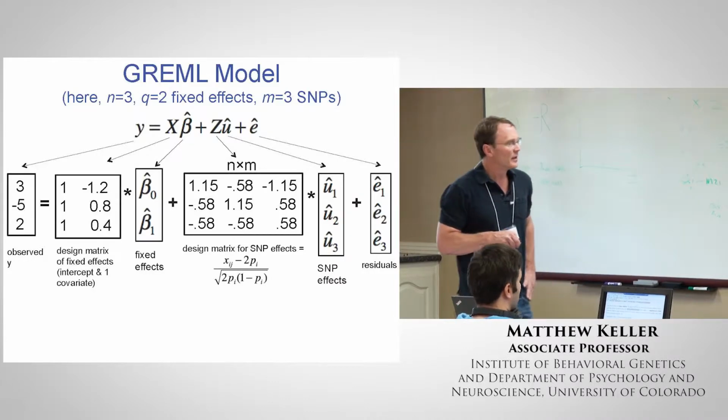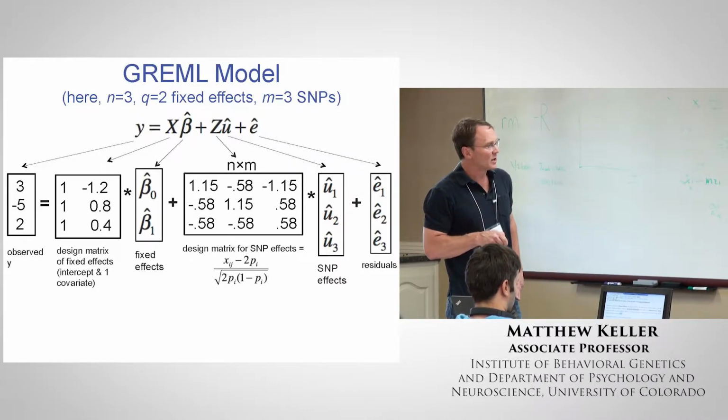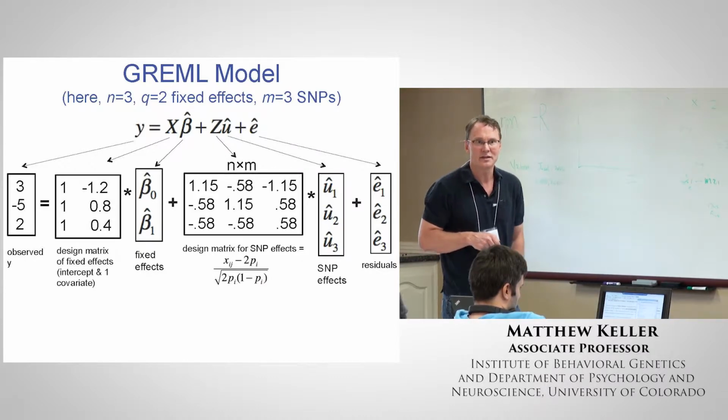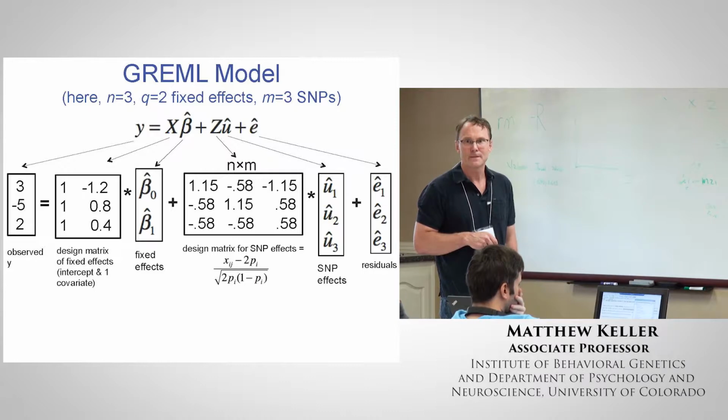But in this case, this is a single column of a particular SNP across the sample. So you can get the mean of that SNP. You take each person's score minus the mean, 2 times the p, and you divide it by the standard deviation. So these are all z-scores at each person's SNP. Okay.